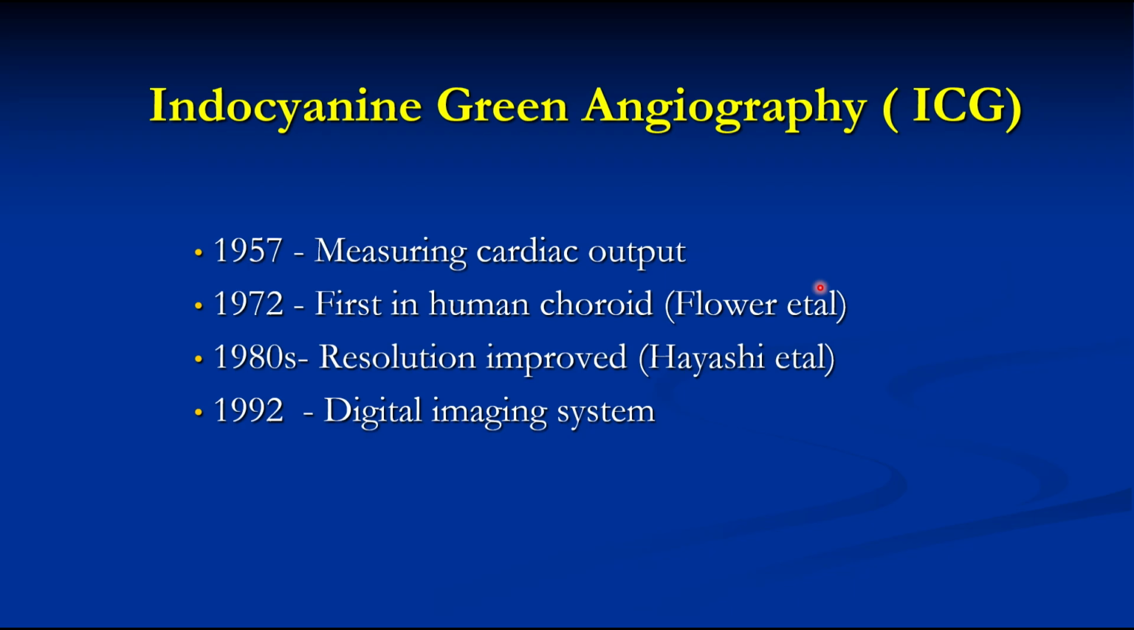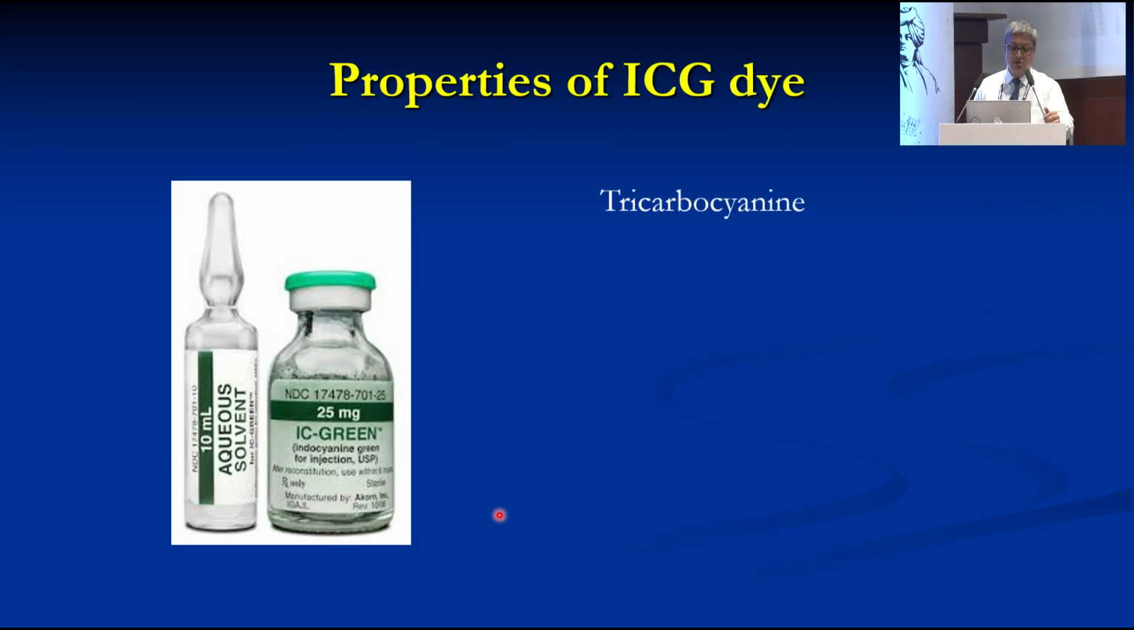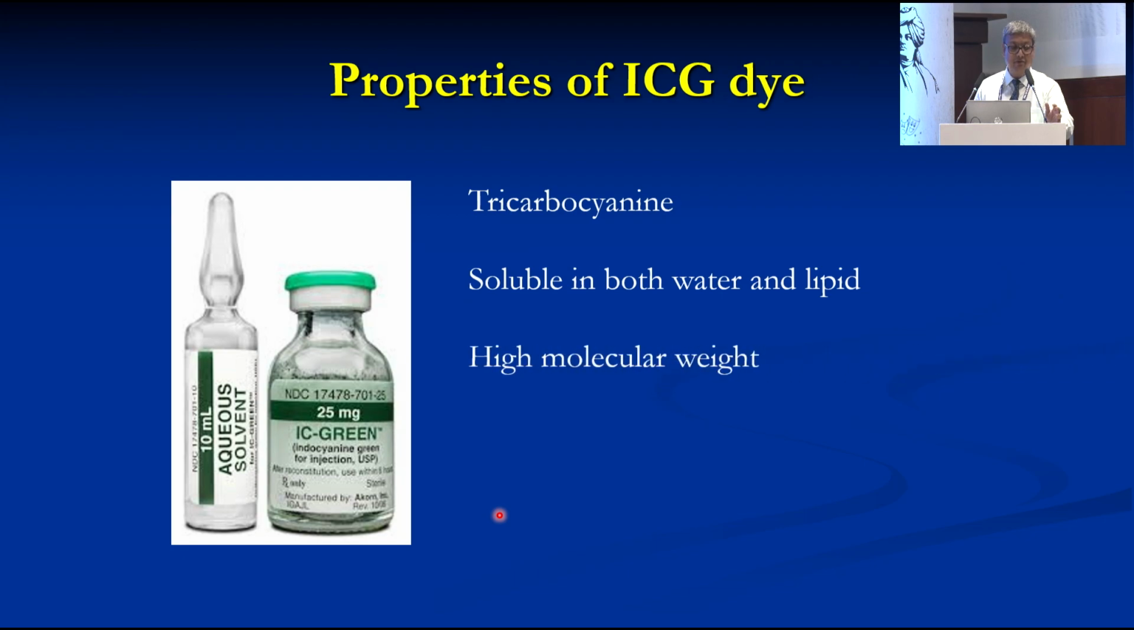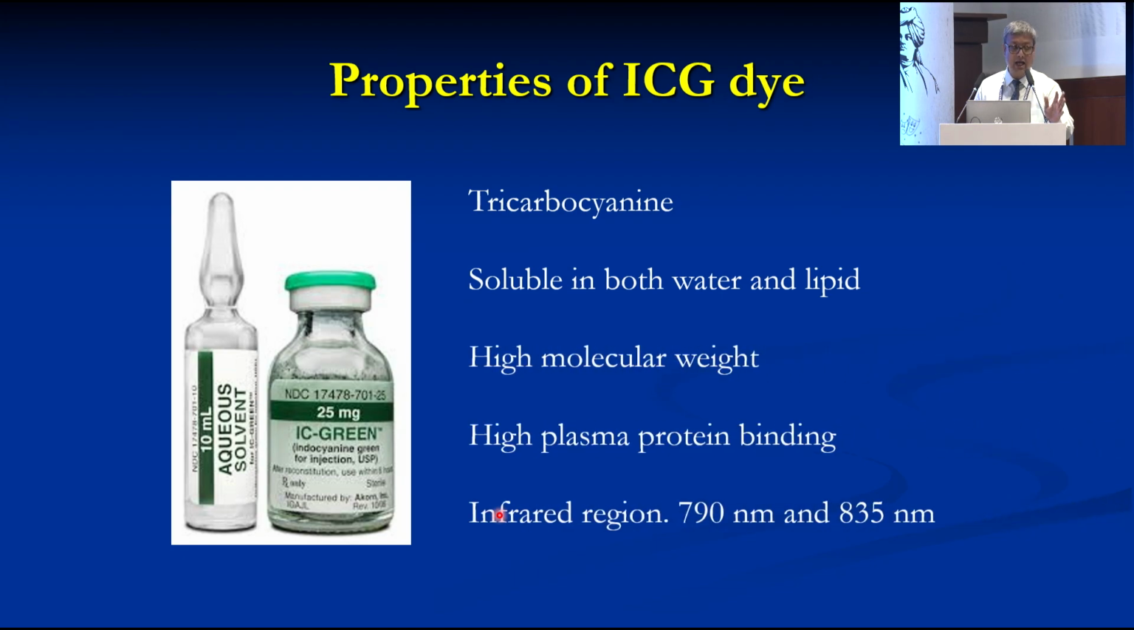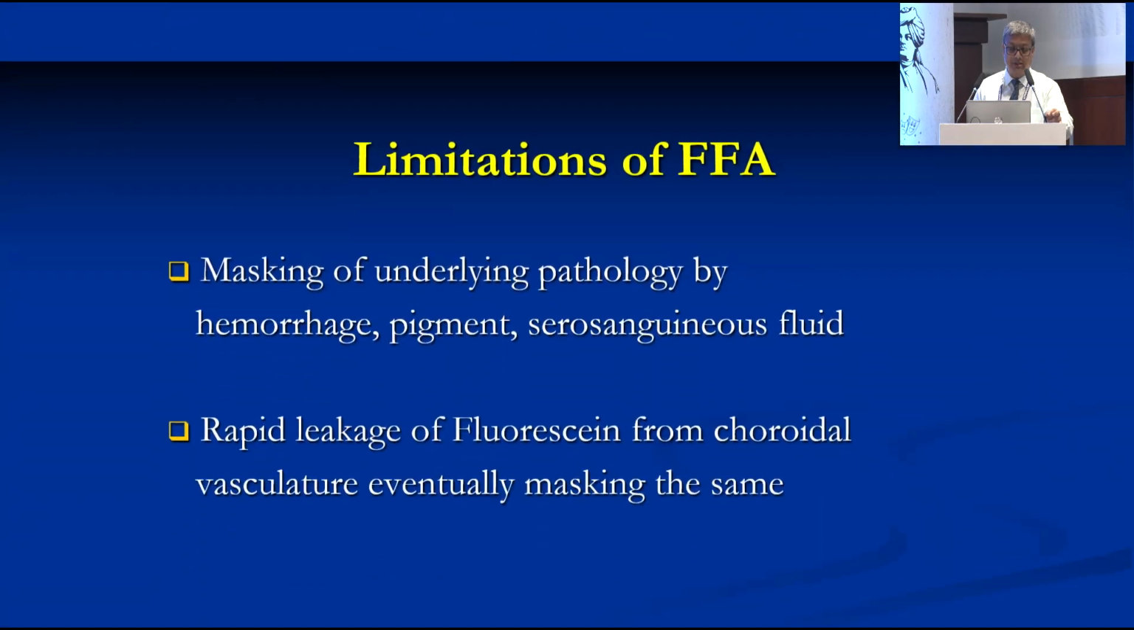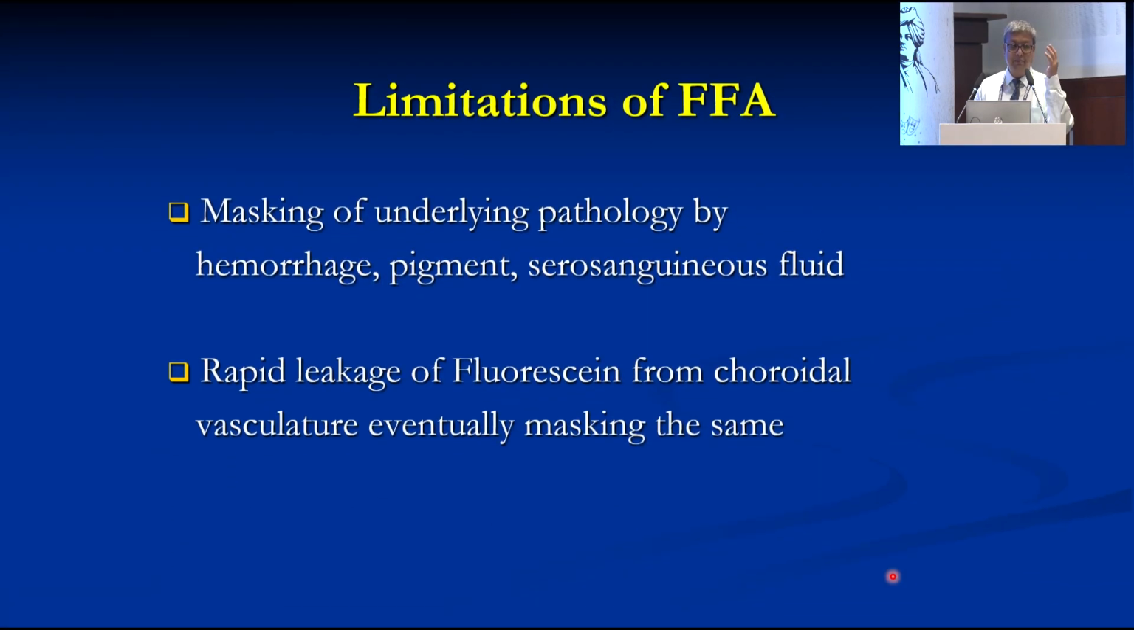ICG was first used in measuring cardiac output in 1957, but in digital practice in ophthalmology in 1992. Regarding its properties, as everyone knows, the most important thing is high plasma protein binding, about 98%, and it works in the infrared region, which is most useful for us. A limitation of FFA is that we cannot study the choroidal circulation by FFA; that can be done by ICG.